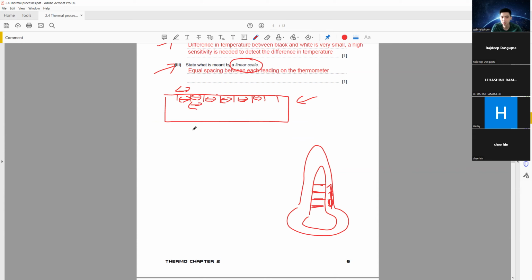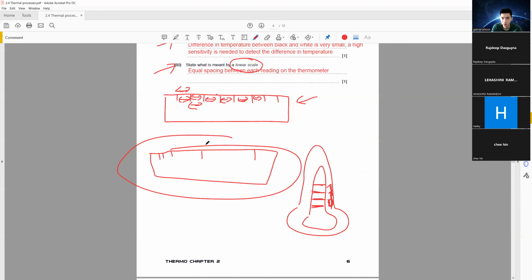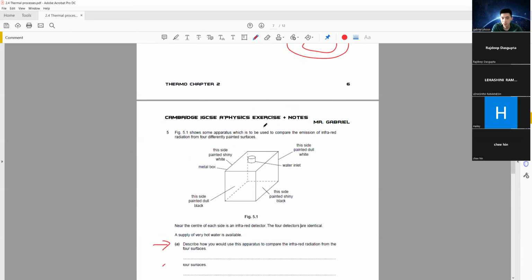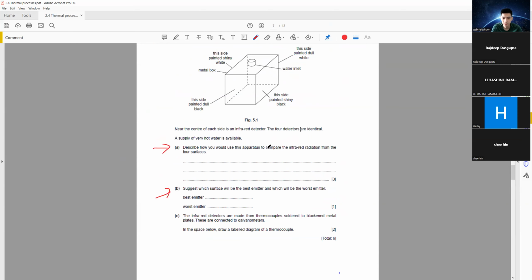A non-linear scale would be, imagine you have bought a very bad ruler. Then you're going to have 1, 2, then 3, then 4, then 5, then 6, and somewhere along here the spacing changes. So this is a non-linear scale. You get what I mean? Yes. Okay, thank you. So you just copy this down first and start attempting some of this. Are you just done copying, by the way?